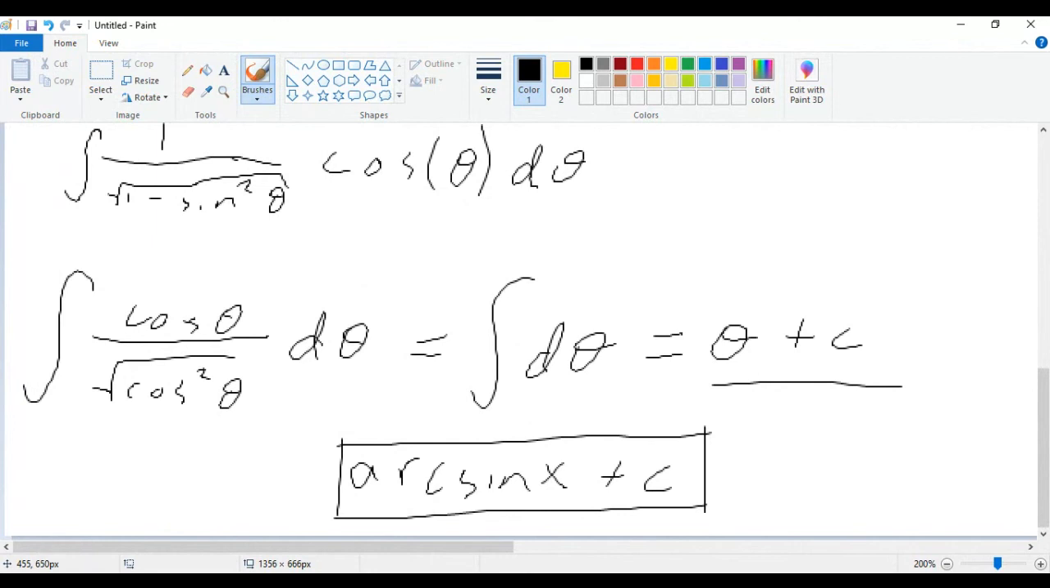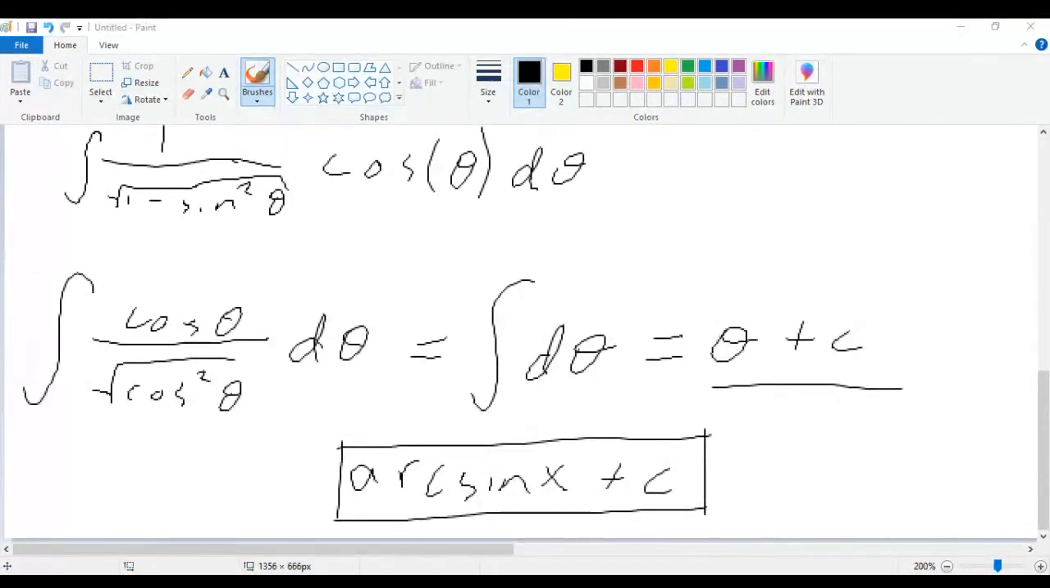Make sense? Let's see. Would you like me to go over another example, or would you like a practice problem now? Another example? All right.